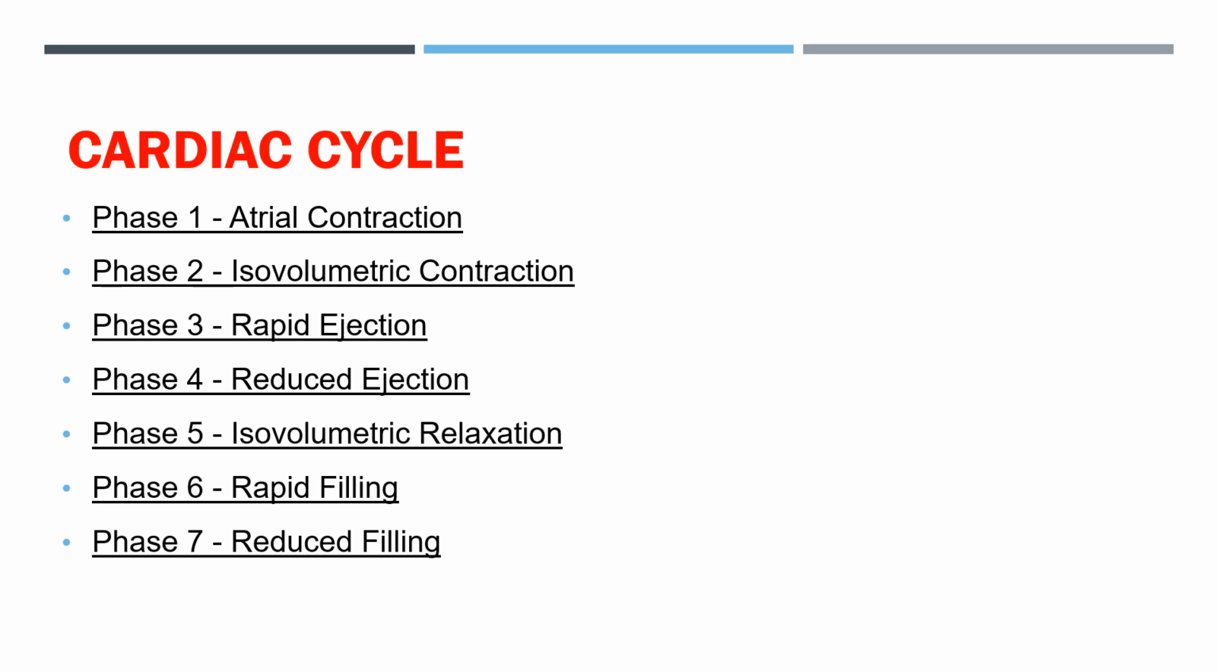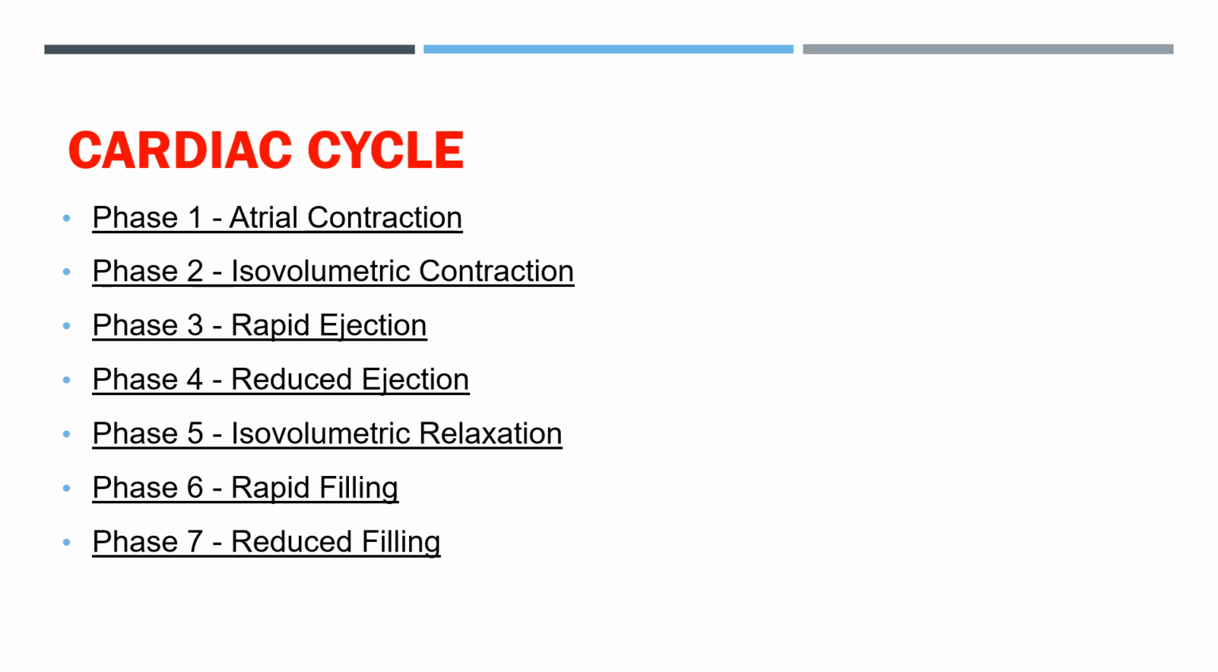The second phase is isovolumetric contraction. After the atrial contraction, the atrioventricular valves, that is the mitral and tricuspid valves, will close, and the aortic and pulmonic semilunar valves are already closed. So at that time the pressure increases inside the ventricle. That is known as isovolumetric contraction. There is no change in the size of the muscles, but there is an increase in the pressure.